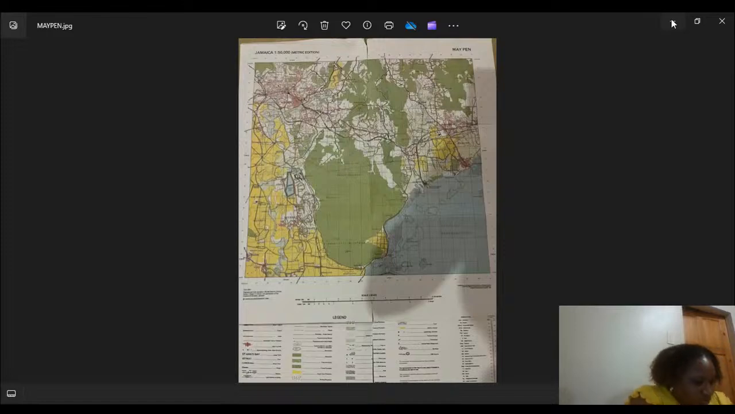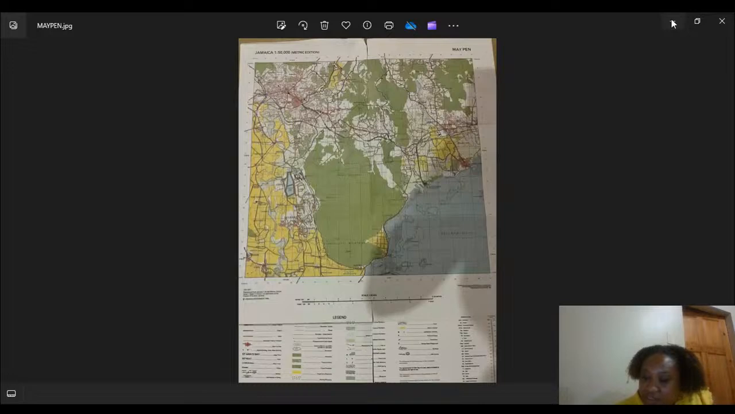It's a dendritic drainage pattern. 3041, you have a dendritic drainage pattern. And why we say it's a dendritic drainage pattern is because you have that tree-like pattern where the tributaries are joining the main river at a 45 degrees angle.